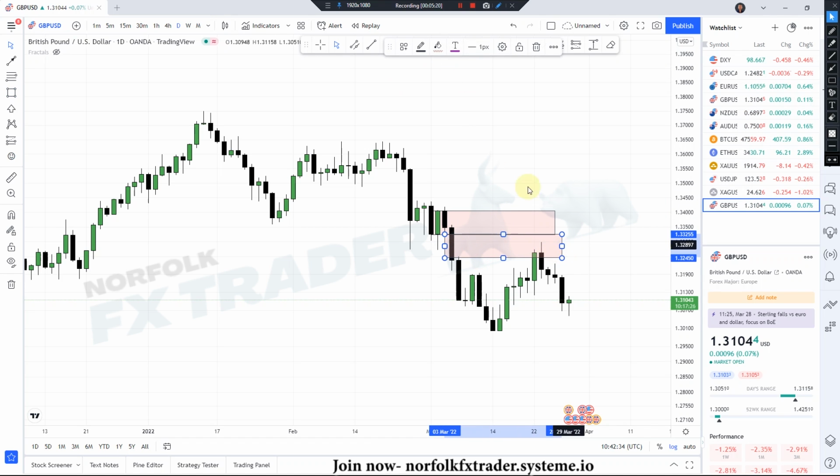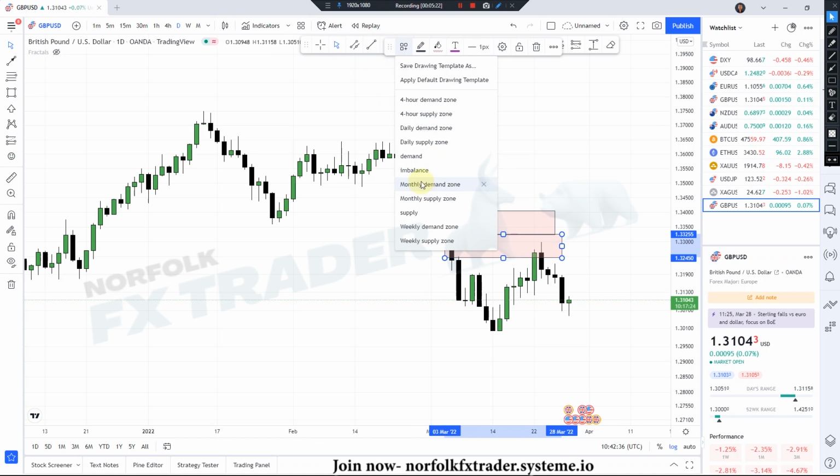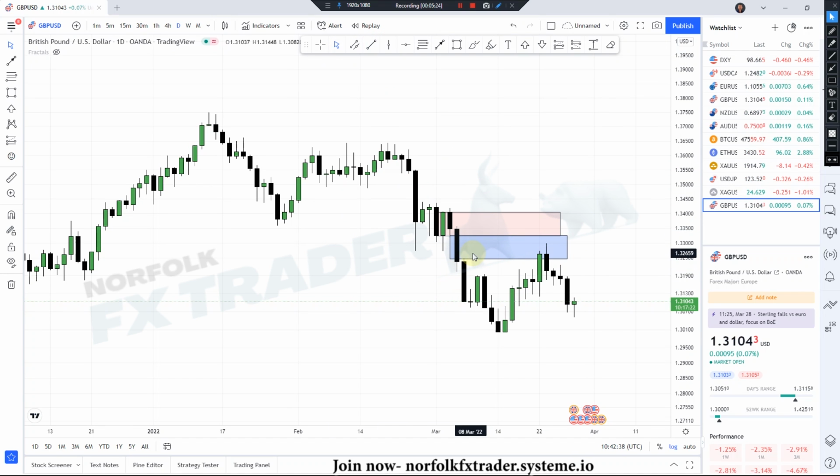And this area of imbalance is, in fact, let me just draw that out, our area of imbalance where price reversed from to pull back to our area of demand, which sits here.